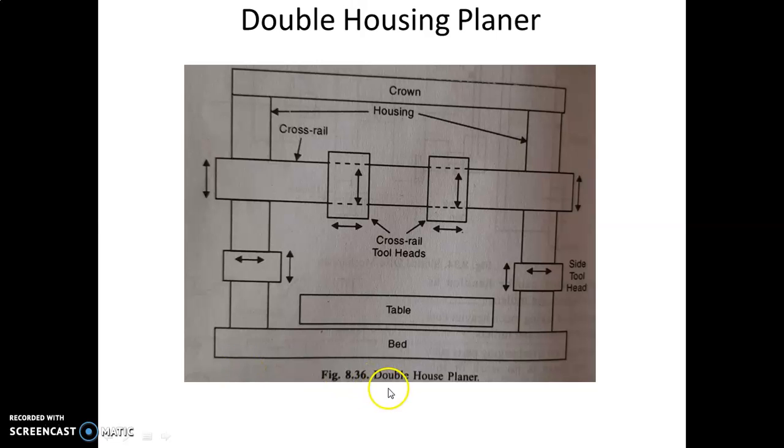That is the double housing planer. It is clear from the diagram that the double housing planer is the most commonly used planer. This design has one drawback: because of the two housings, one on each side of the bed, it limits the width of the work that can be machined. So over the cross rail, the two tool heads are there. These are the side tool heads, table, and these are the vertical housings.